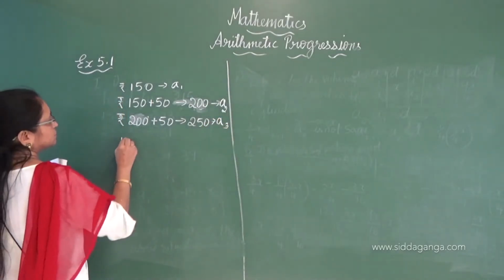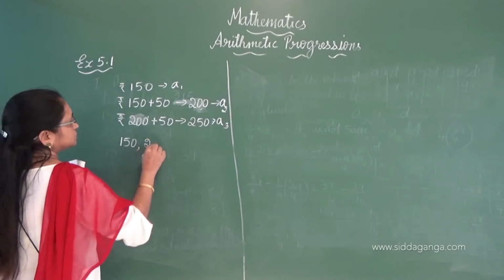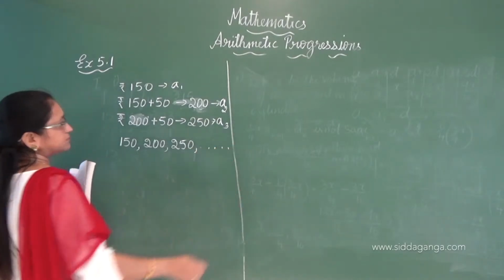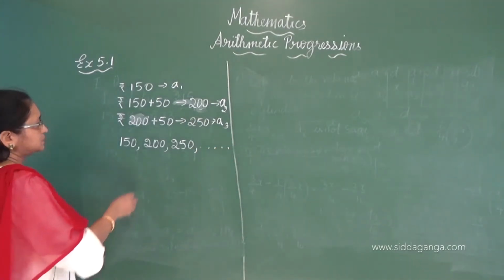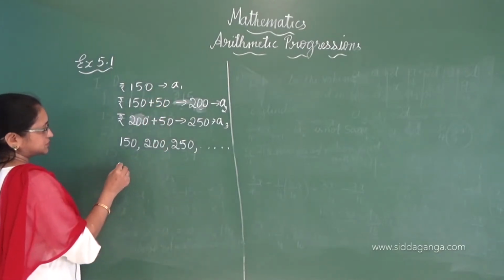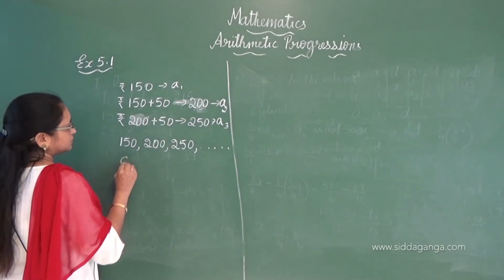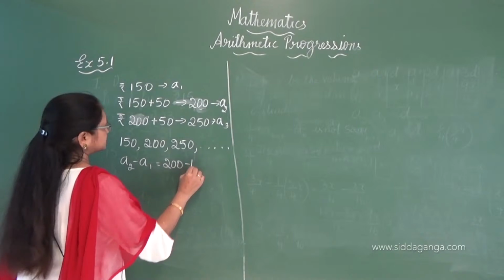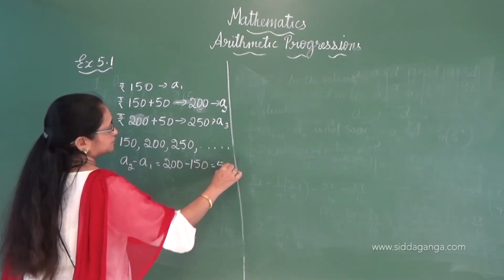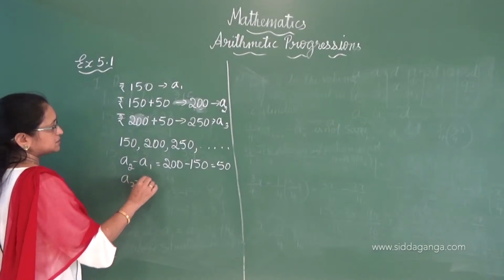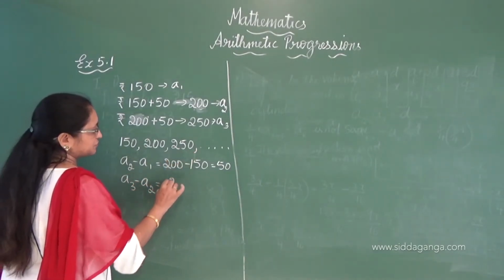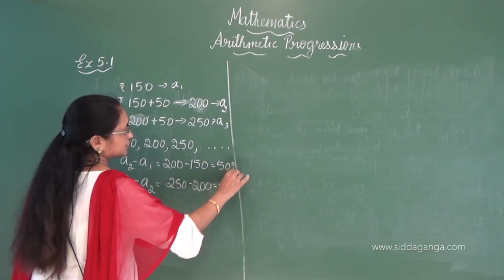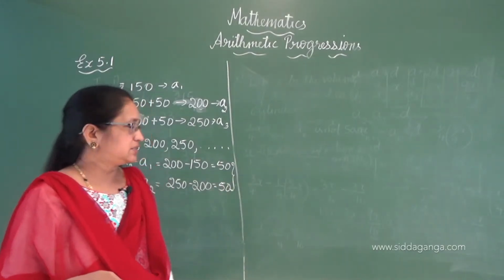So, which are the terms now? 150, 200, 250, like this, and so on. Okay. Now, find out whether the above situation is in AP or not. See here. Now, you all know A2 minus A1. A2 minus A1 means 200 minus 150 gives you 50. Same way, A3 minus A2. A3 is 250 minus 200 gives you 50 again. So, definitely we can come to the conclusion that it is in AP.